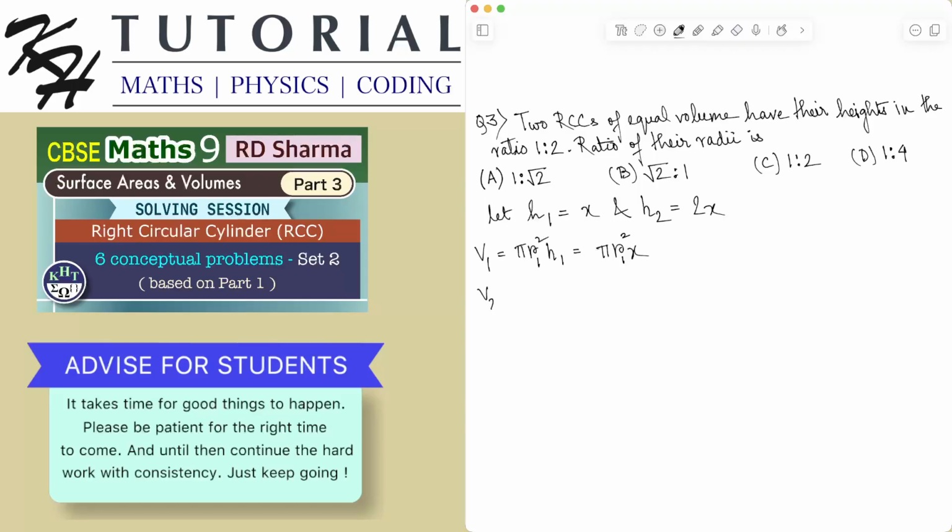And what will be V2, the volume of the second RCC? It will be pi R2 square H2. R1 and R2 are the radii of the bases of the first RCC and second RCC. H2 is twice x, so this is 2 pi R2 square x. So V1 is pi x R1 square, and V2 is 2 pi x R2 square.